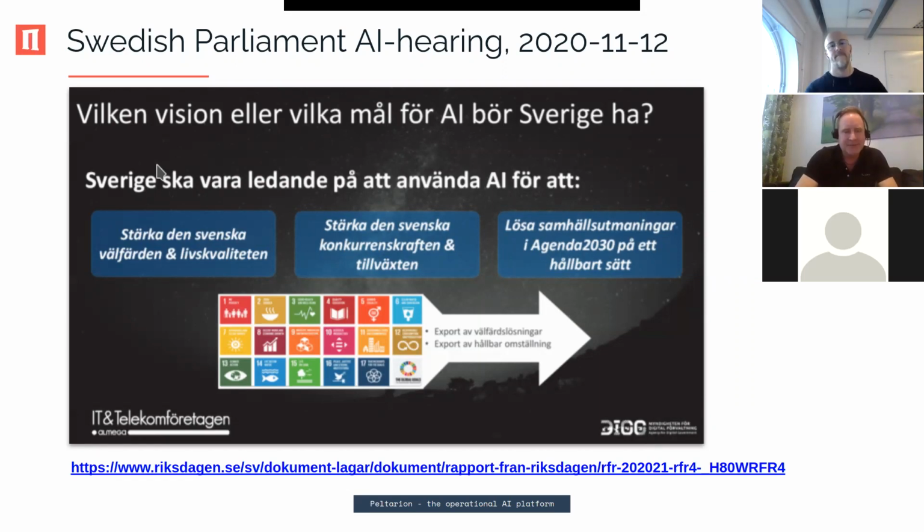And there is also a national agenda for how we should use AI in Sweden. Perhaps not a proper strategy as they have in other countries like Finland and Germany, etc. But that's something that we really want to have in Sweden as well. And we're pushing for a lot in this kind of AI hearing.